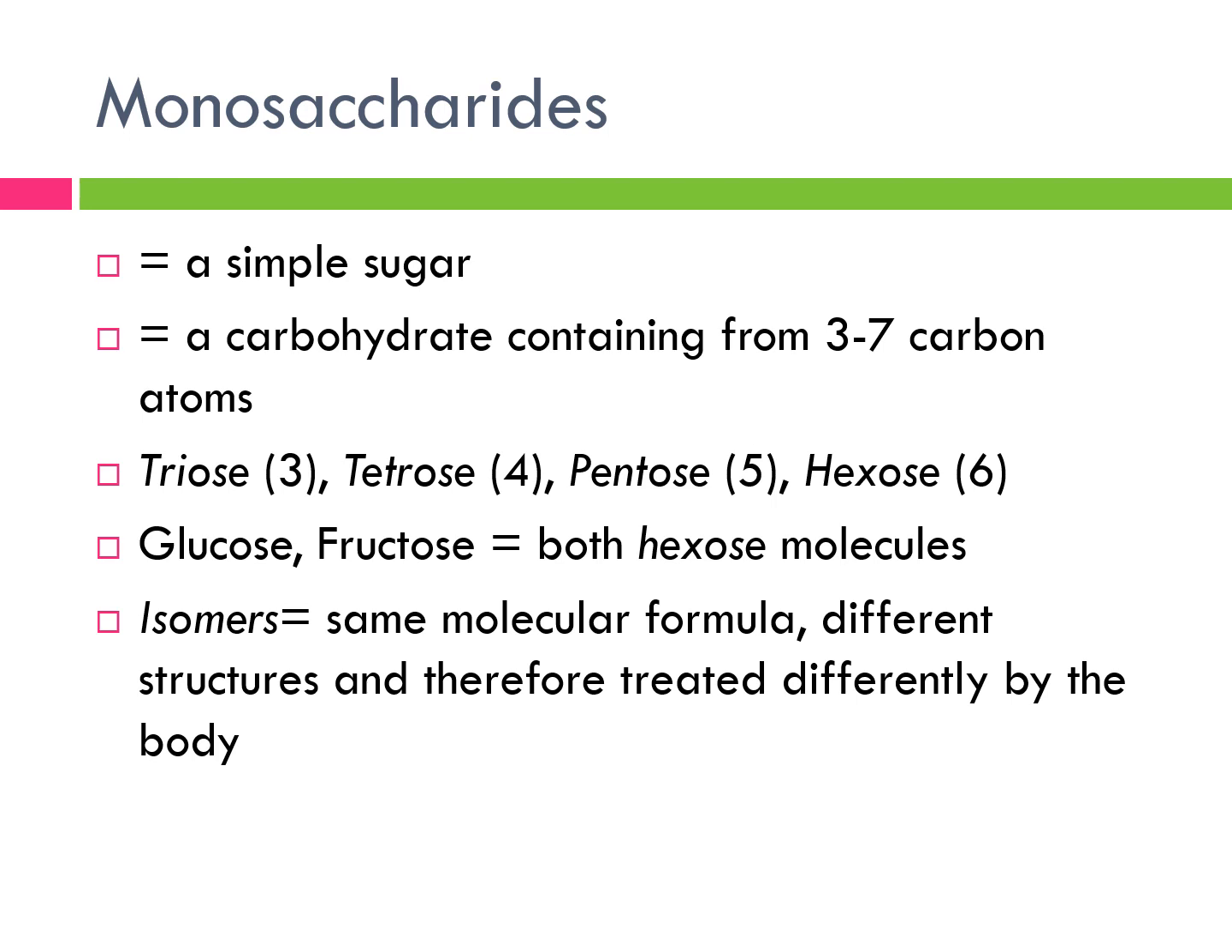Glucose and fructose are both hexose molecules. And another vocab word, isomers, are compounds that have the same molecular formula but a different structure, and then they can be treated a little bit differently by the body.